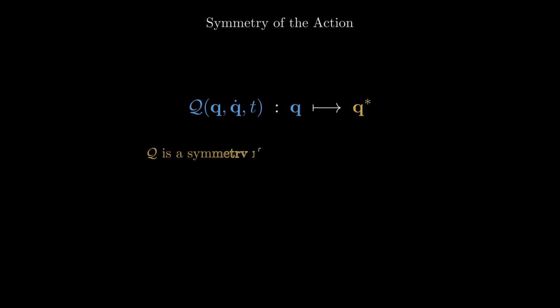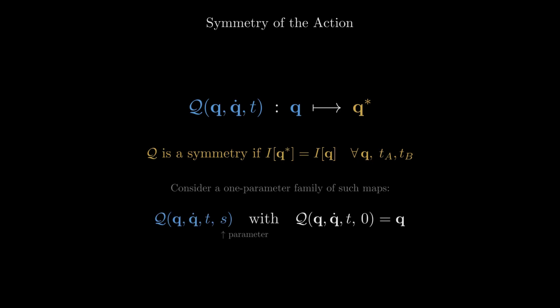Let's consider a smooth map Q, which maps a curve q to another curve q star. We say Q is a symmetry of the action if, for all curves q, the action of q star equals the action of q. Now consider a one-parameter family of such maps, that is, a continuous set of maps, which depend on a parameter s. And when s is 0, this leaves our curve unchanged. Q is a continuous symmetry of the action if every member of such a one-parameter family is a symmetry of the action.